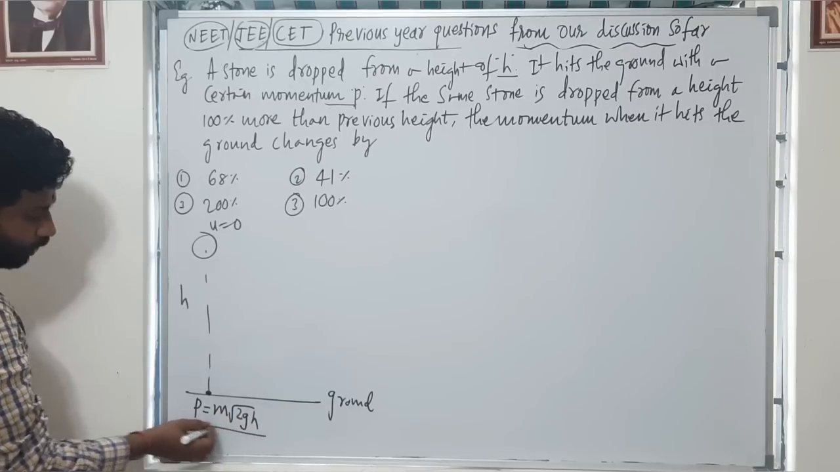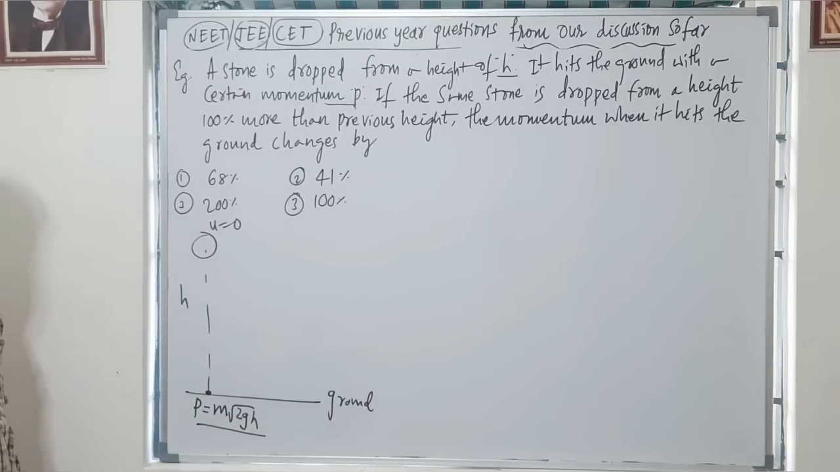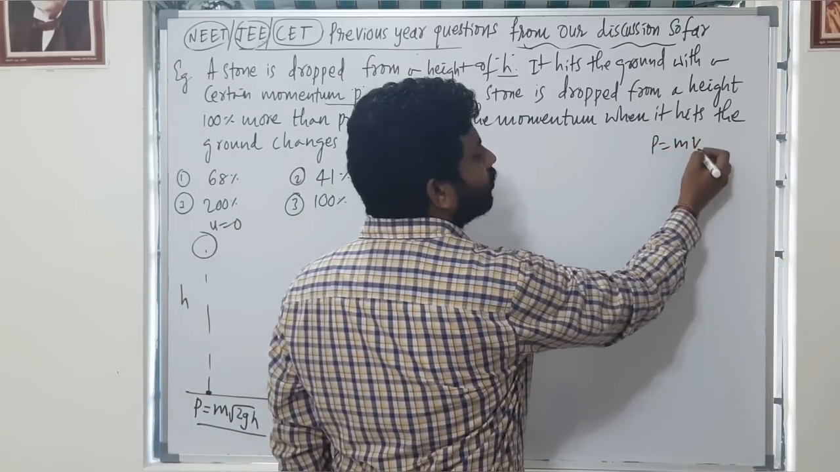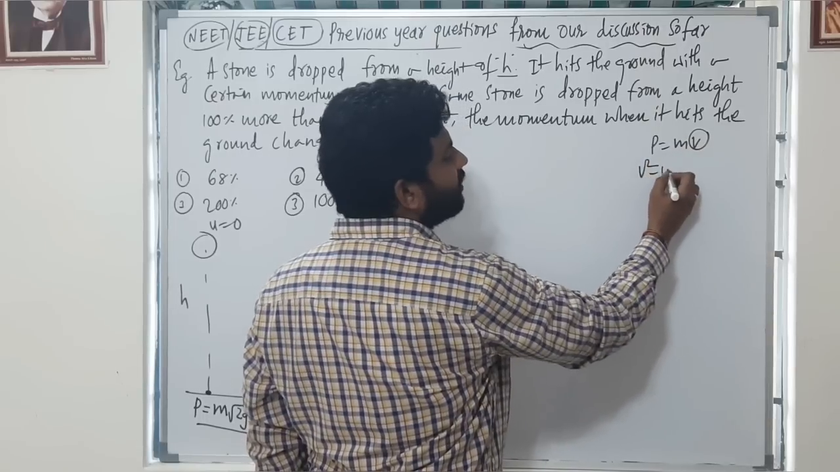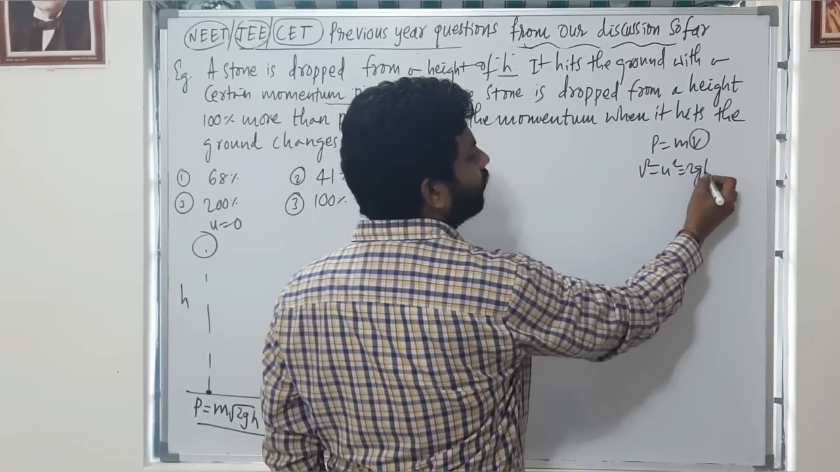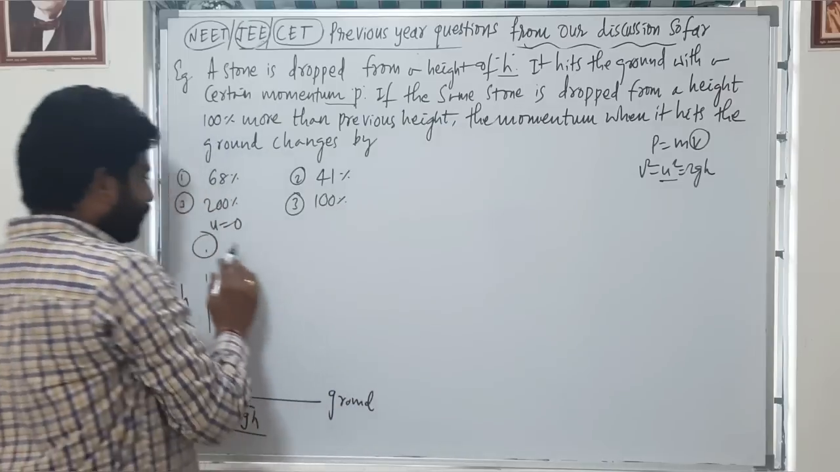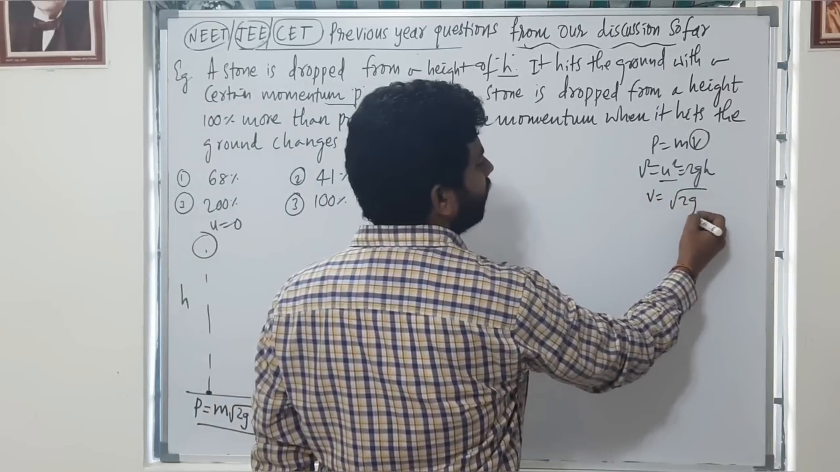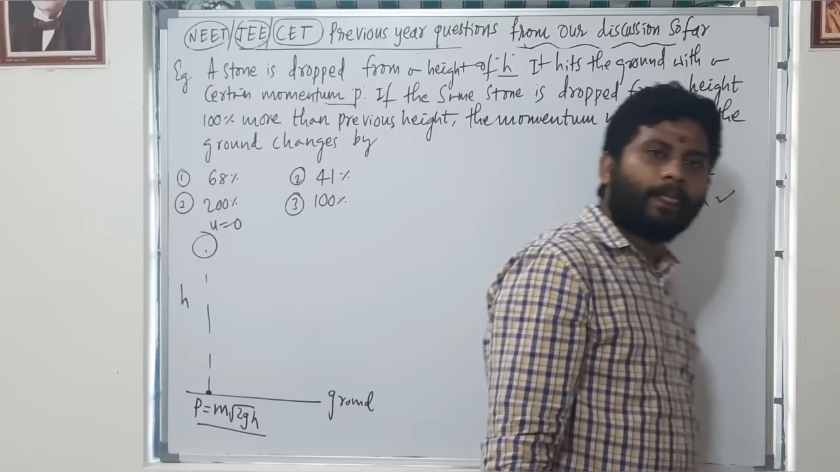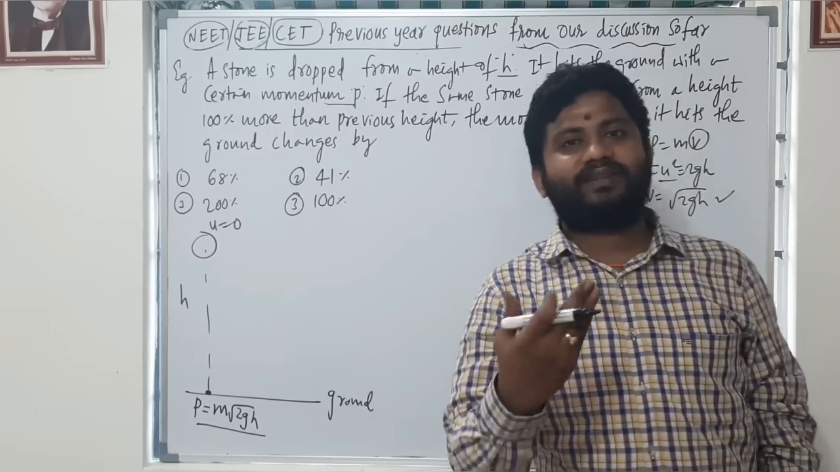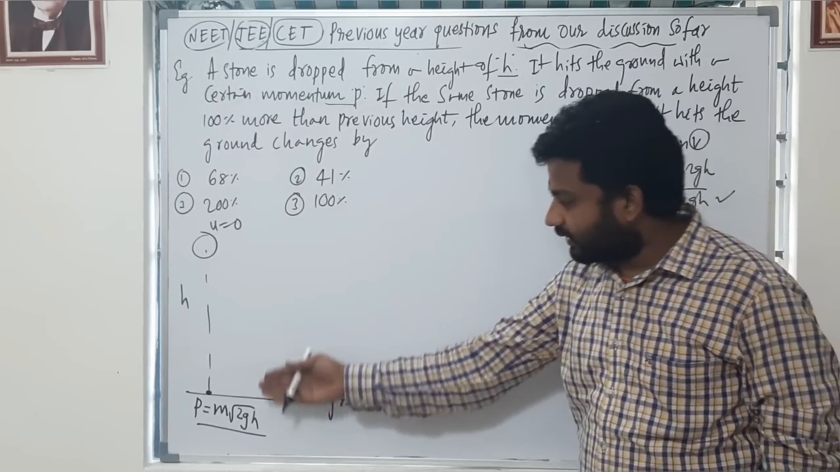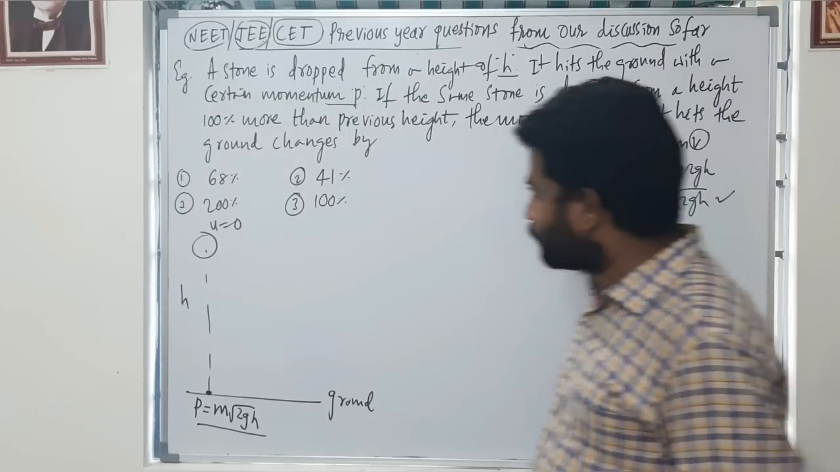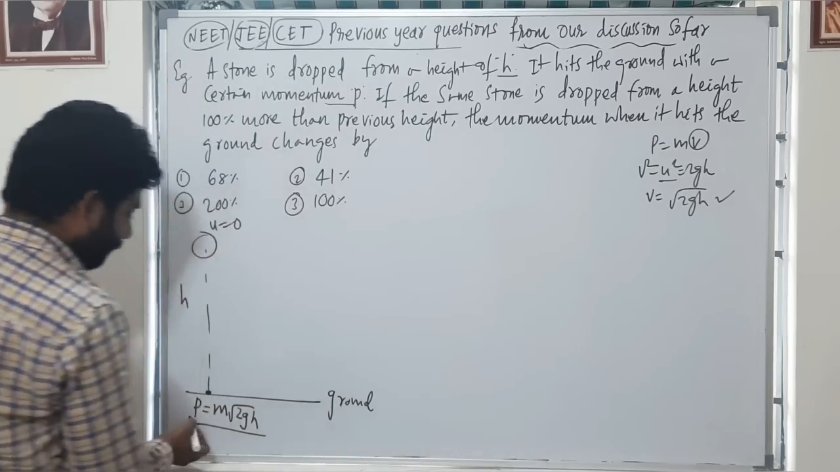I hope you could recollect this one, right? P is equal to mv. So this v I can write from here: v square minus u square is equal to 2gh. Anyhow, u is 0 here. So v is equal to root 2gh. No confusions at all. For the new joining students, I am just explaining here. Now, this is the P.